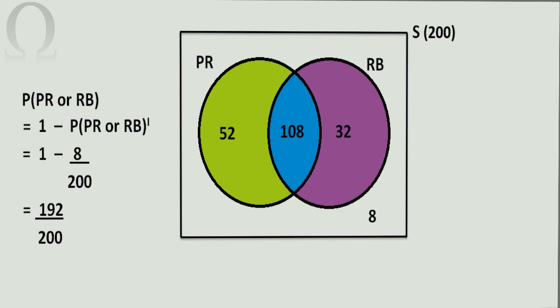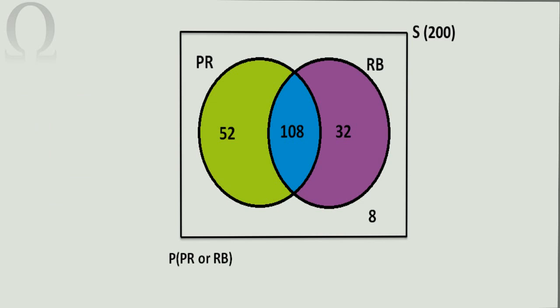We can also use the probability rule for addition. The probability of a teenager liking pop rock or R&B equals the probability of a teenager liking pop rock plus the probability of a teenager liking R&B minus the probability of a teenager liking both pop rock and R&B.